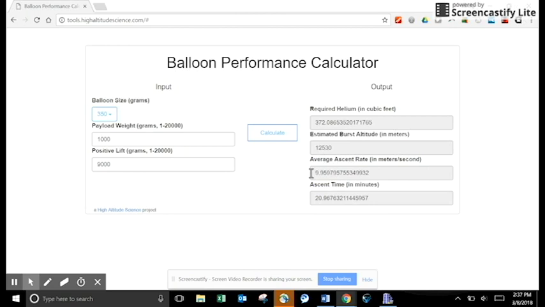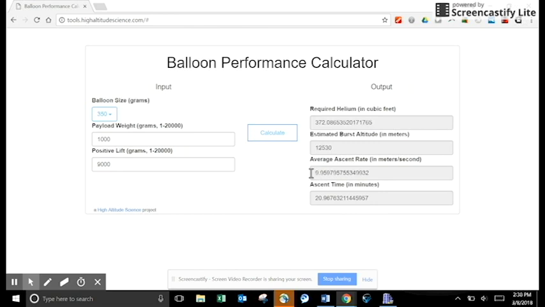But what you notice is the amount of helium required is immense. 372 cubic feet. In the tank that you're getting, that torpedo tank, that only holds about maybe 240 cubic feet. So it's a tank and a half. Helium's expensive, so to only get maybe one launch per tank, you have to think about cost there.